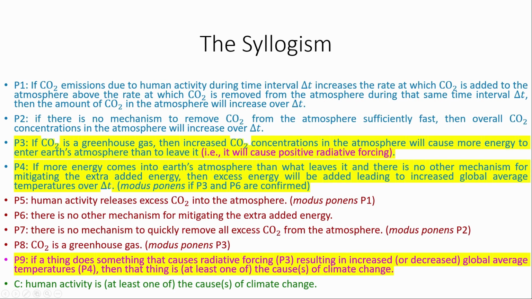Then we also further justified this new one that I added here, which is if a thing does something that causes radiative forcing, resulting in increased or decreased global average temperatures, then that thing is at least one of the causes of climate change.